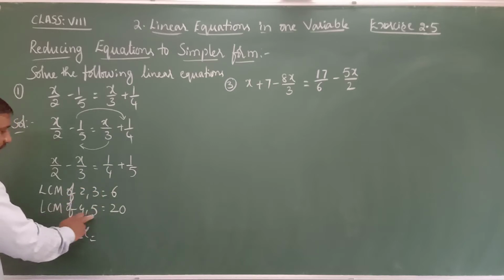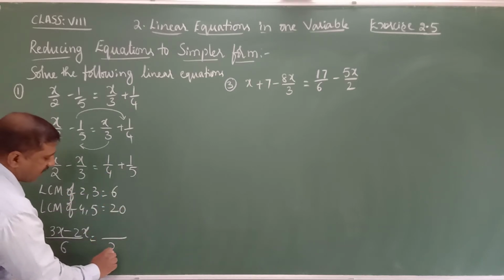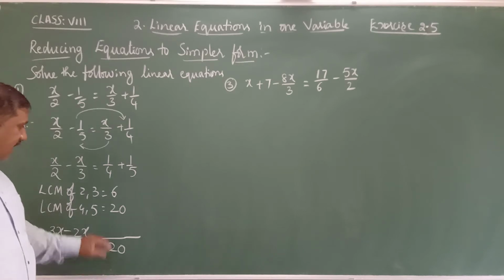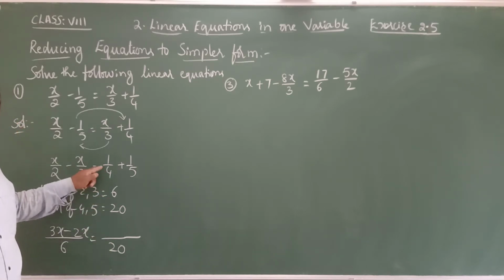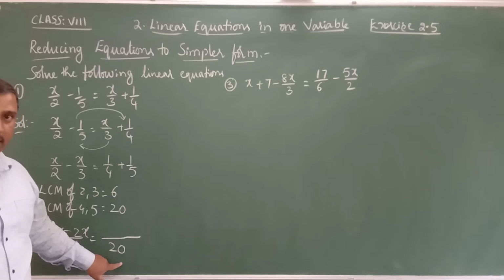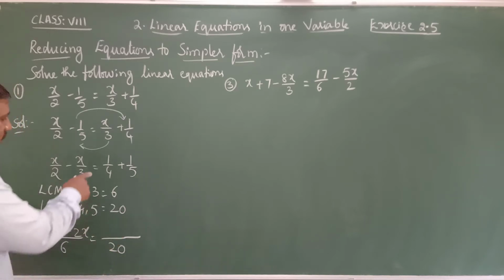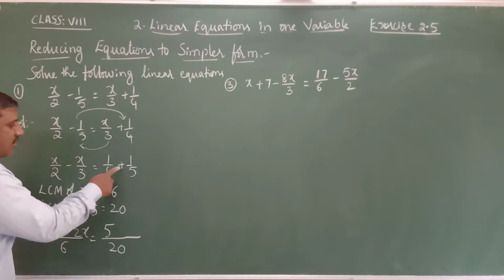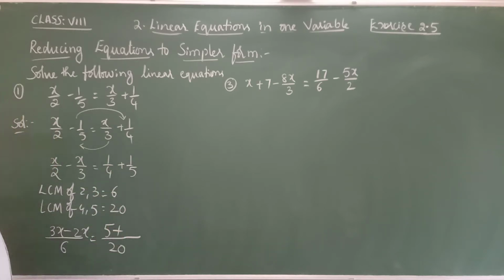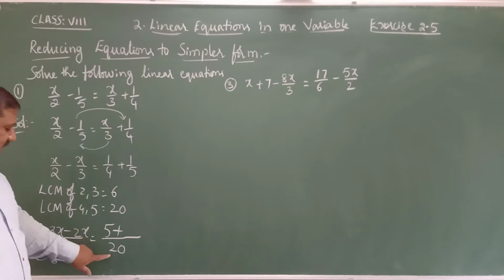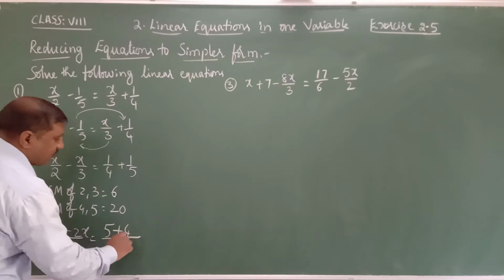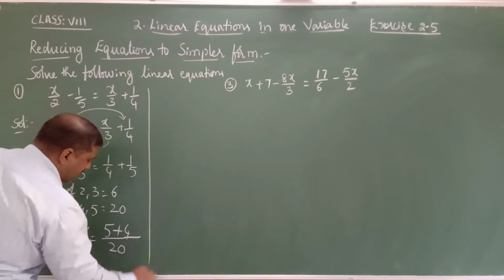Now the LCM for 4 and 5 is 20. Now divide the LCM 20 by the denominator 4. 4 fives are 20. 5 is the quotient. The quotient is multiplied by 1. 5 into 1 is 5. We have plus, keep plus. Then divide the LCM 20 by the denominator 5. 5 fours are 20. 4 into 1 is 4.